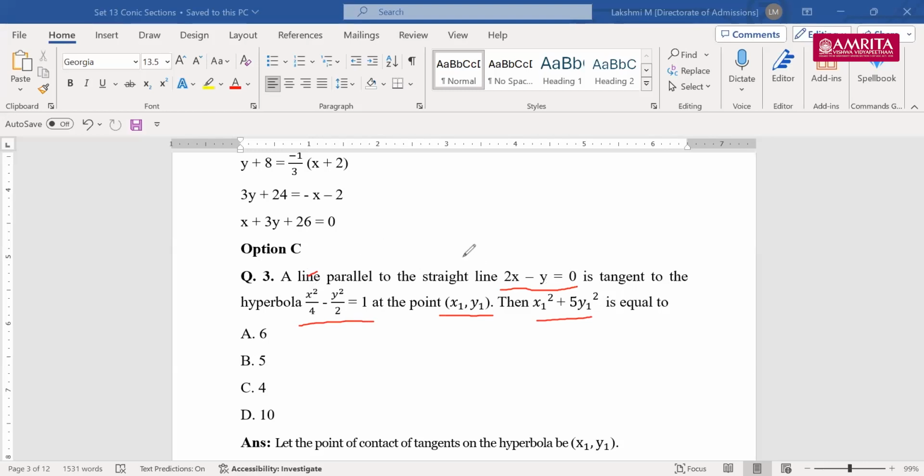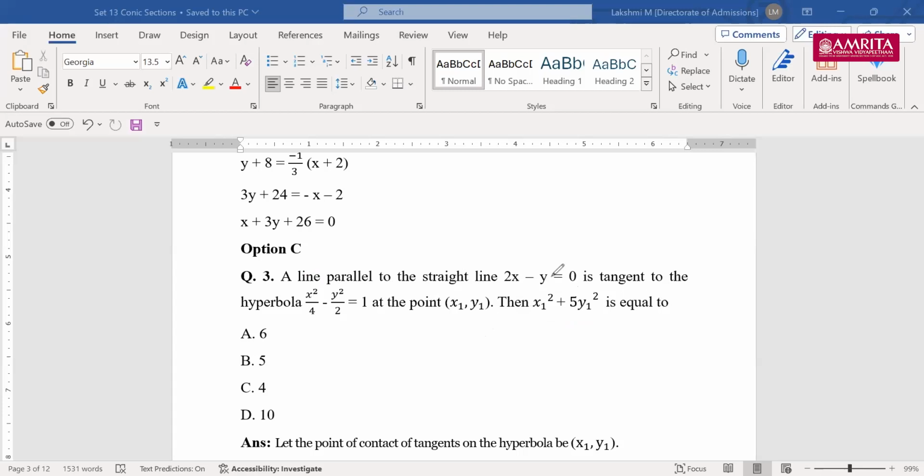A line parallel to the straight line 2x minus y equal to 0 is tangent to the hyperbola x square by 4 minus y square by 2 equal to 1 at the point x1, y1. Then x1 square plus 5y1 square is equal to what? That's the question. So try to find out x1 and y1 and then it's done. Start solving it. Once you have the answer, just type that in the chat box.